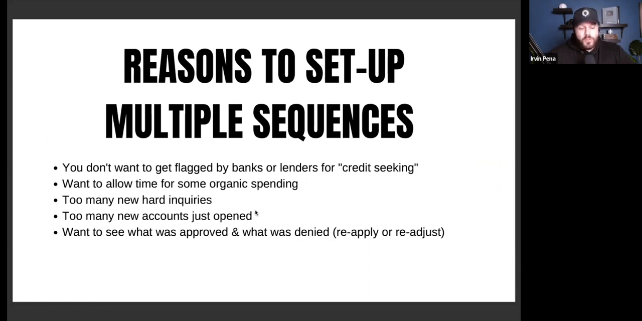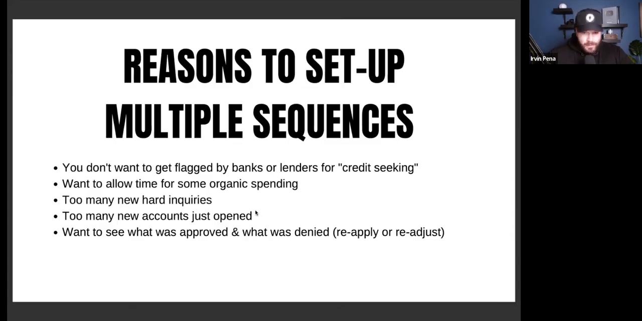The reason you want to set up multiple sequences is that you don't want to get flagged by the banks or the lenders for what's called credit seeking. Credit seeking is when they say, maybe this person needs credit a little bit too much. They're seeking for it. They're looking for it. They're fiending for it. In the world of credit, and I hate to say this, but it's so true. When you need it, they don't give it to you. It's when you don't need it that they give it to you.